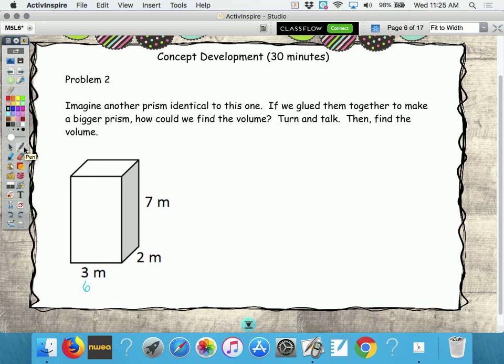All right, so what's the total volume of this? 42. So I'm going to do 3 meters times 2 meters. You can write this down. Times 7 meters equals 42 cubic meters.